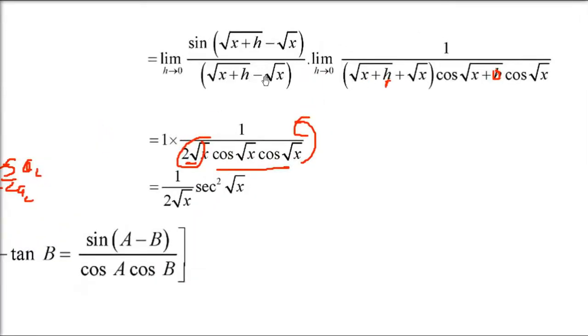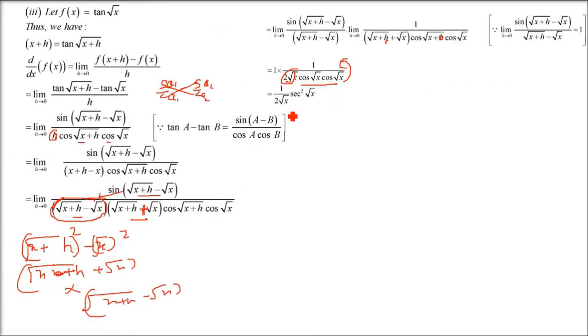So let me tell you again. This is 1 here, and twice under root x. This is cos and cos, so cos square under root x. We'll take it in the numerator, and it will be sec square under root x. So this is sec square under root x by twice under root x.